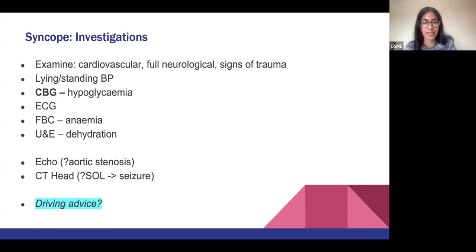Then if you're suspecting certain things, you need to do an echo if you think valvular pathology. And if you think anything neurological, you can start with a CT head. Yeah, okay. We'll talk about driving advice. I'll ask you guys first, but we'll do one more Socrative question, multiple choice.